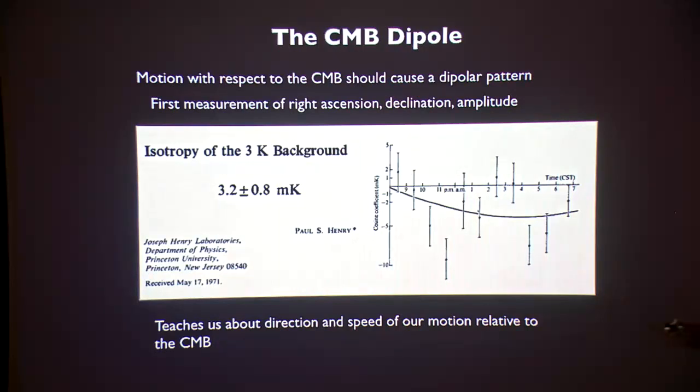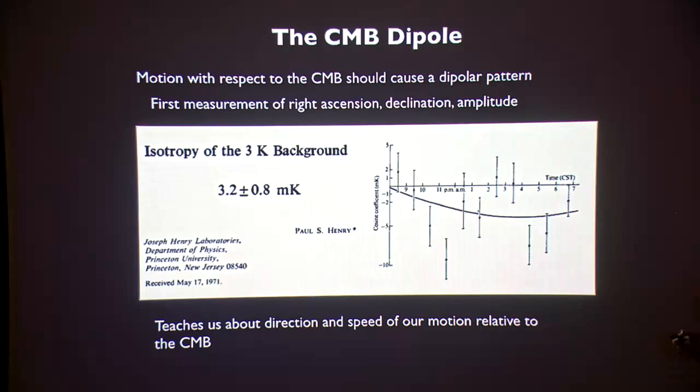And I'm showing, usually the measurement that I'm showing on the next slide is credited with the detection of the dipole. Here I'm showing a measurement that I really like that detected the dipole, measured the right ascension, declination and amplitude. This is a measurement by just a single person, which is pretty remarkable given what the experiments look like now. And so Paul Henry built the instrument, launched the balloon, collected the data, did all the analysis by himself, wrote a single author paper on it. And the fun thing to me is that he was a grad student at the time.